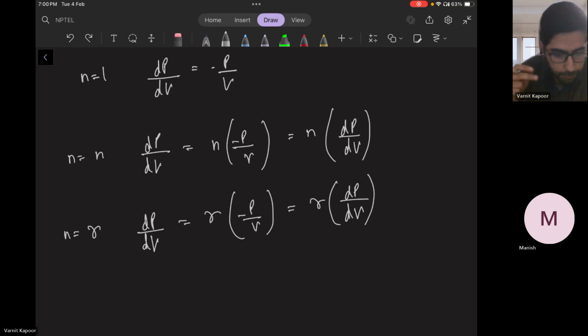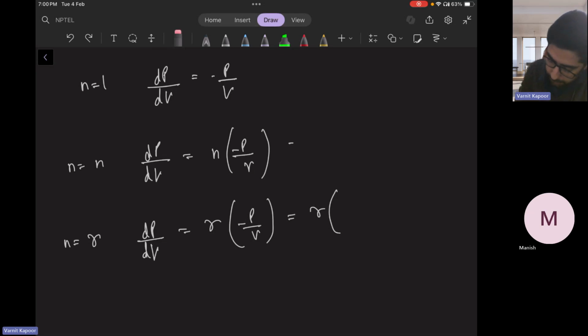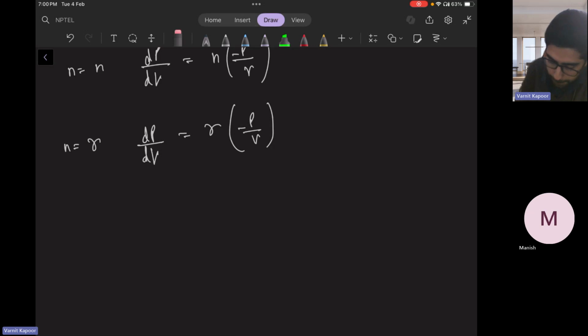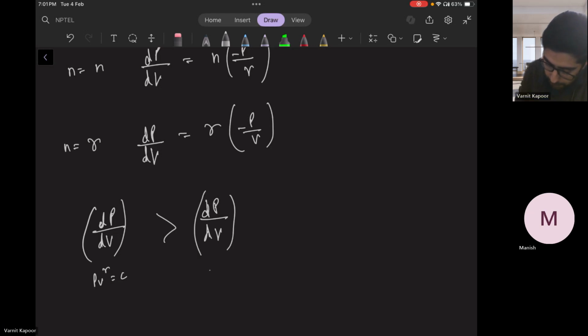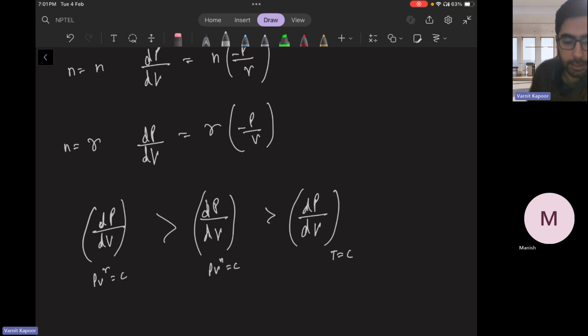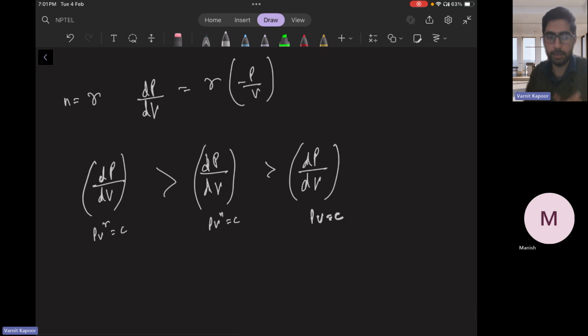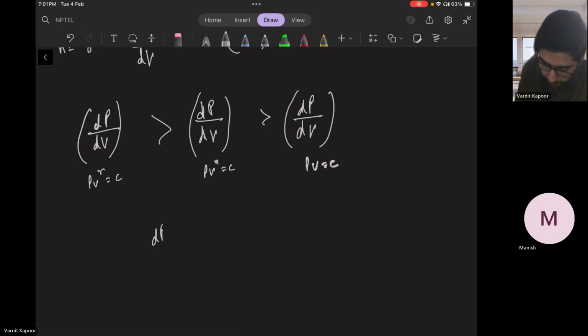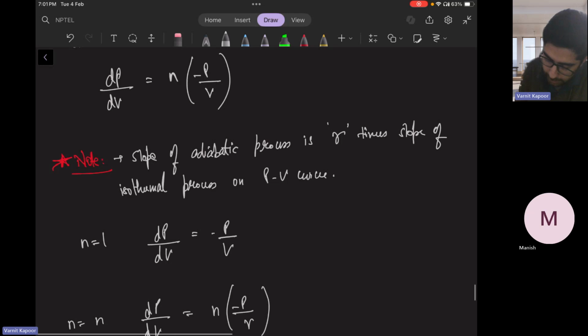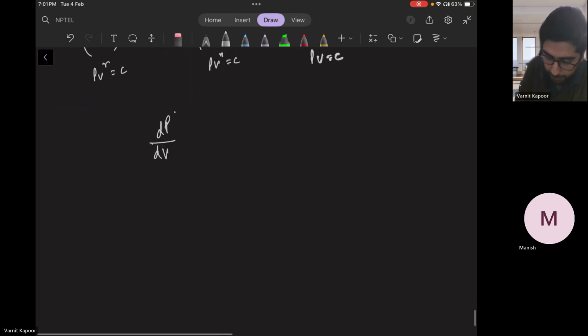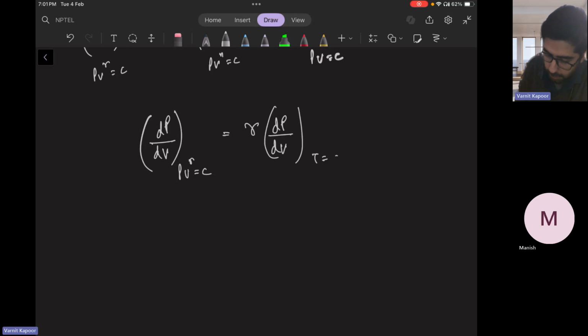To not get into confusion, we can say that dp by dv for PV^gamma equal to constant is greater than dp by dv for PV^n, which is greater than dp by dv for temperature constant, or PV equal to constant. First is adiabatic, then polytropic, then isothermal. And by this statement, I mean that dp by dv of adiabatic is gamma times dp by dv of the isothermal process.